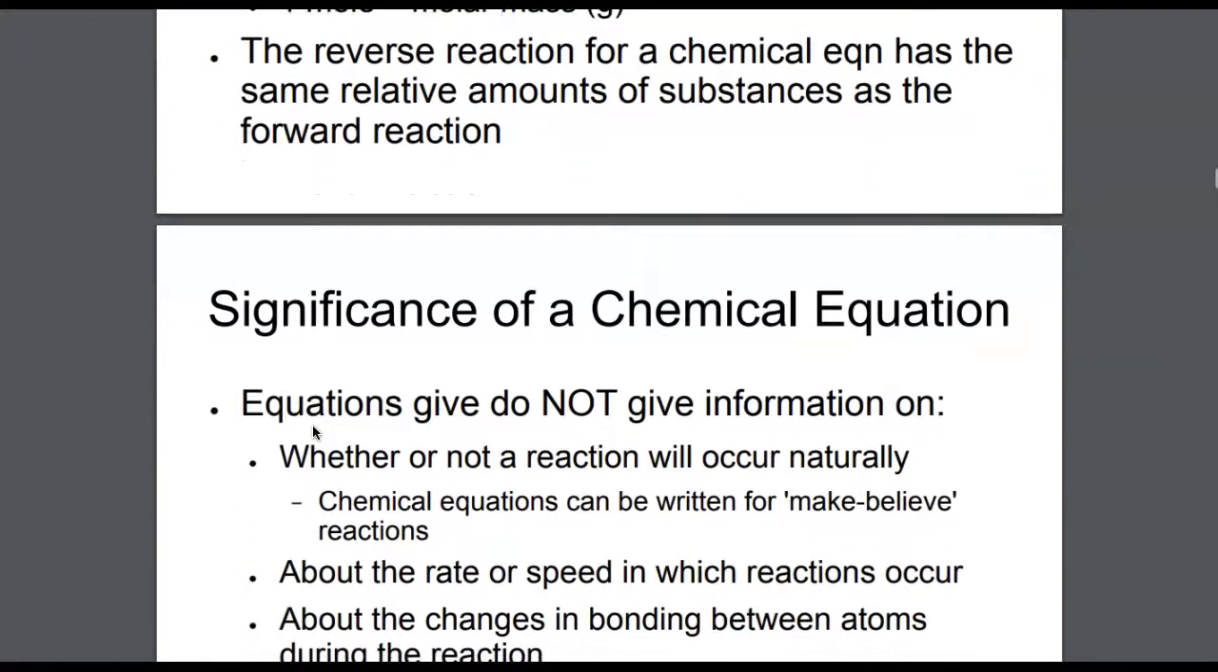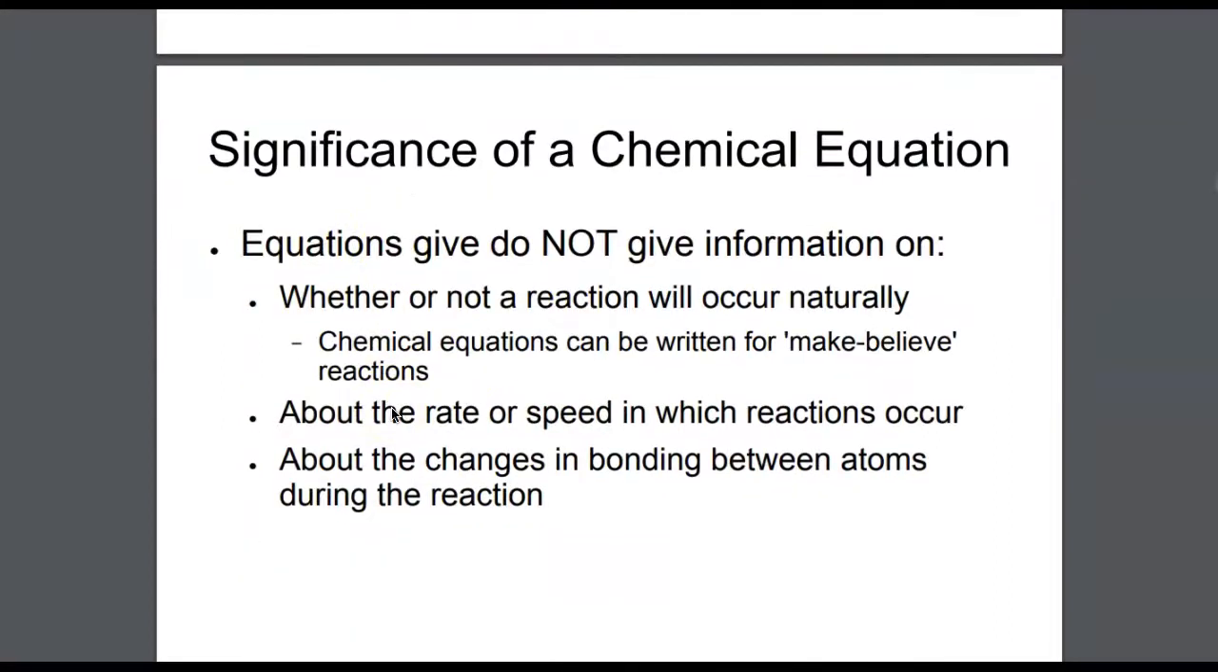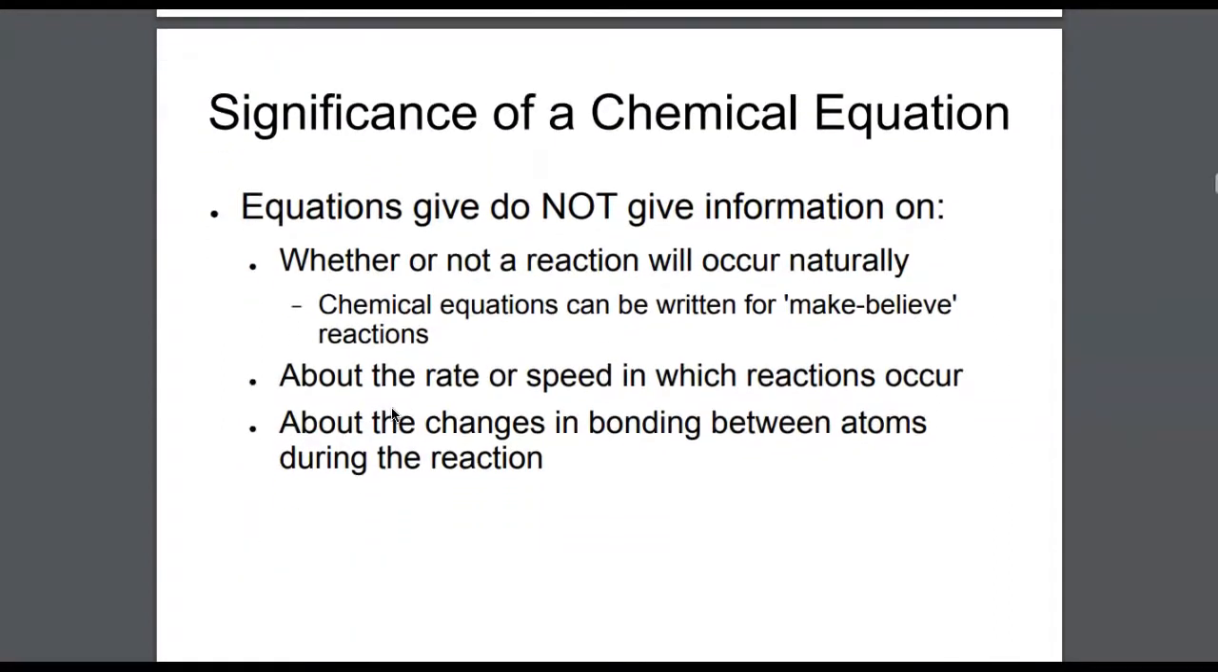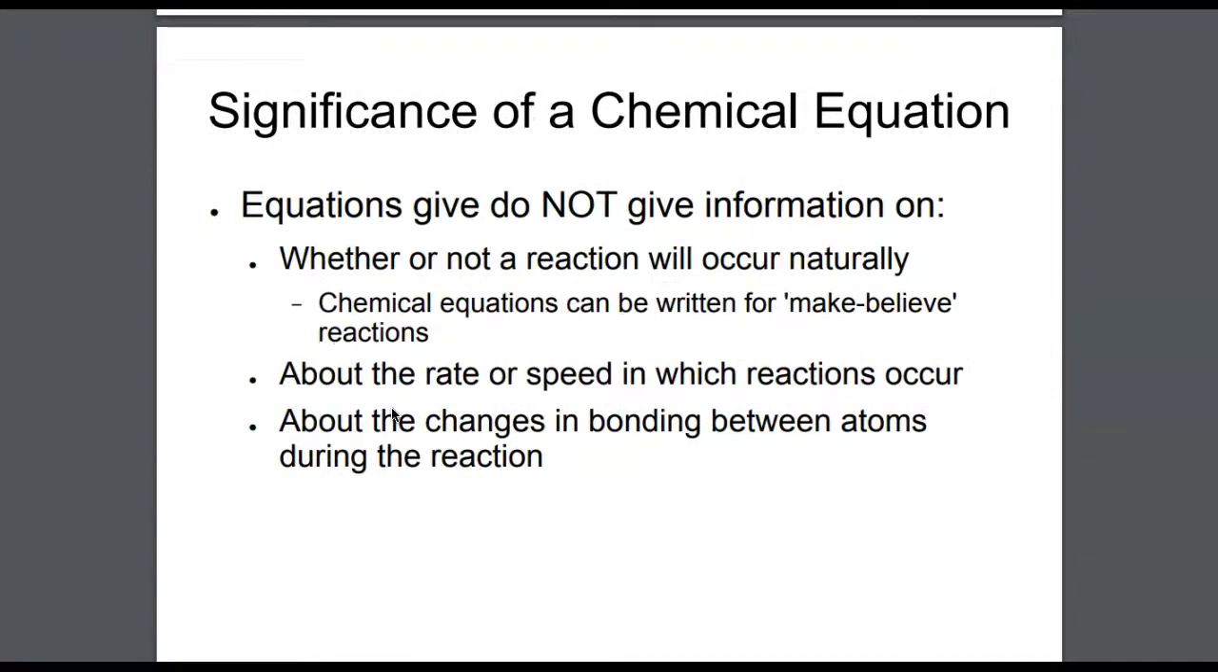What chemical equations do not give information on? Well, they won't tell us if a reaction will occur naturally. Sometimes we can use theory to predict what might occur, but it doesn't necessarily tell us it will occur. Equations also don't tell us about the rate or speed of a reaction. Some reactions are incredibly slow. Some reactions are super fast.